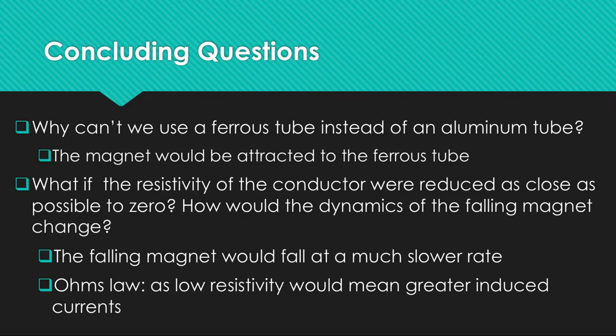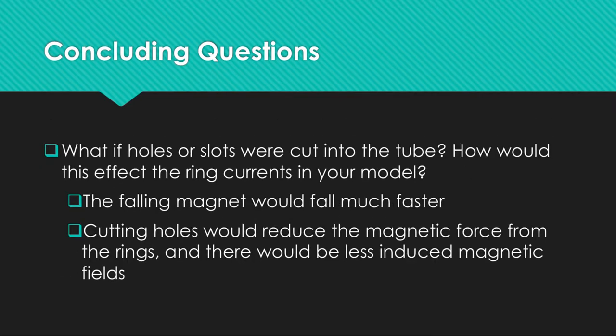What if the resistivity of the conductor were reduced as close as possible to 0, and how would the dynamics of the falling magnet change? I stated that the falling magnet would fall more slowly than it did. This can be explained with Ohm's law, as low resistivity would mean greater induced current and therefore a more slowly falling magnet. Next, what if holes or slots were cut into the tube? How would this affect the ring currents in our model? I stated that the falling magnet would fall faster in this case. This is because cutting holes would reduce the magnetic force from the rings, and therefore there would be less induced magnetic fields.